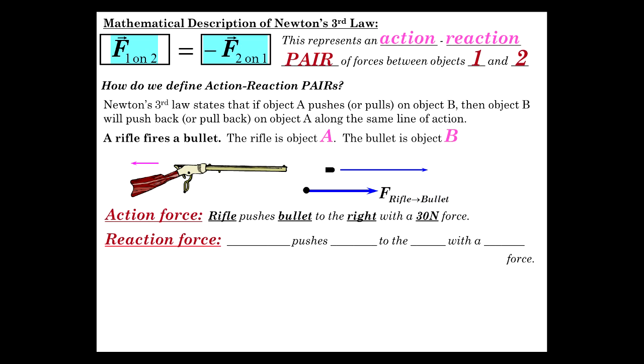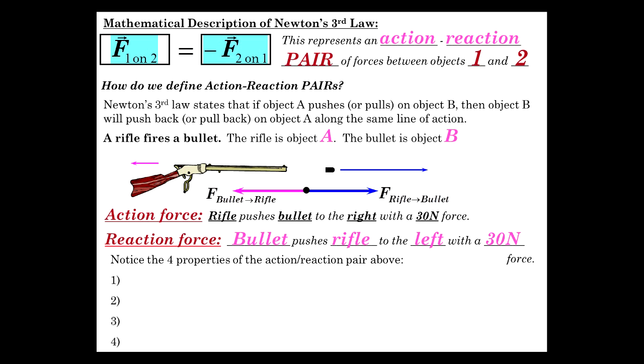And what about the reaction force? It automatically exists. It's inherent in just nature. You can't have the reaction force be absent. All right, so the bullet pushes the rifle to the left with a 30 Newton force. And that's fully describing the reaction force. So we can graphically depict it as an arrow in the opposite direction, equal size, and let's properly subscript it, F of bullet on rifle.